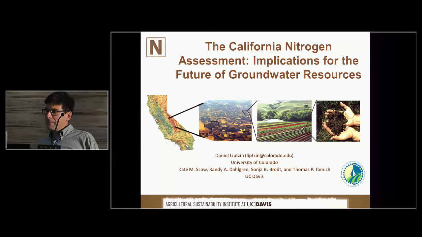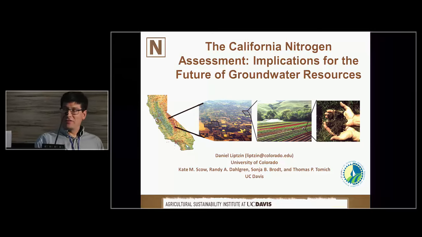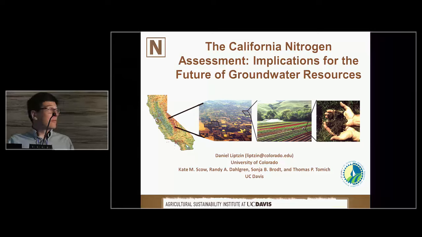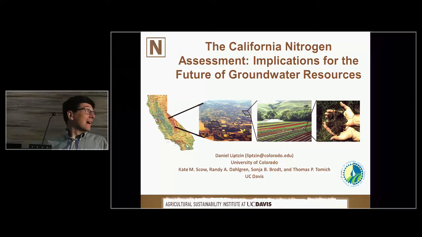around the state for stakeholders. And as a way of introduction, I'll address a couple of questions about why California, why nitrogen, and why assessment. And why California is easy. Everything is here in California. There's agriculture, there's people, there's beautiful places, and so anything that you'd want to study related to nitrogen is here.